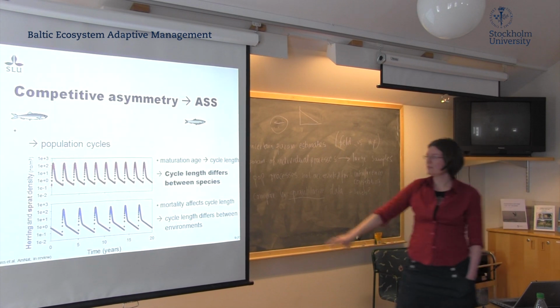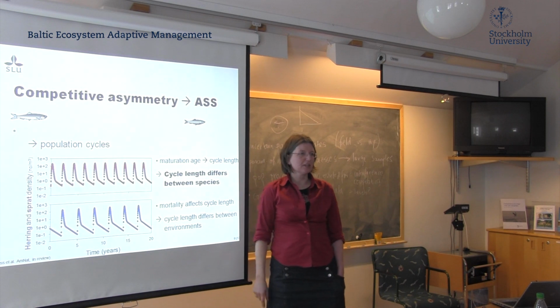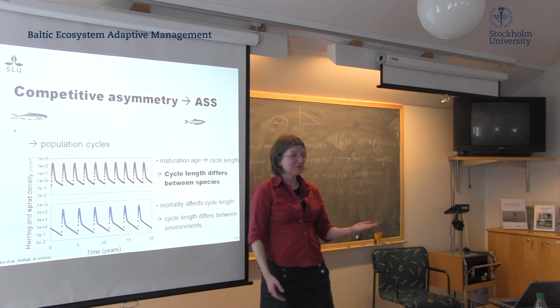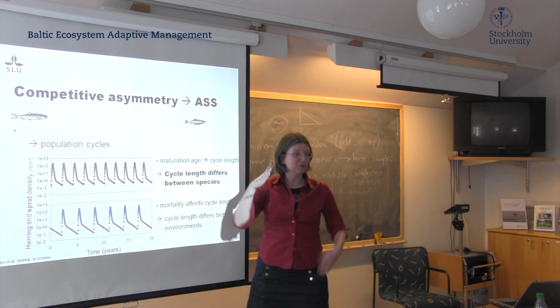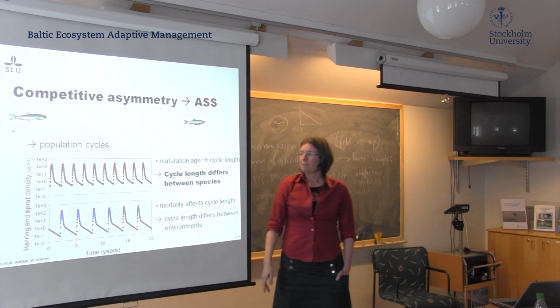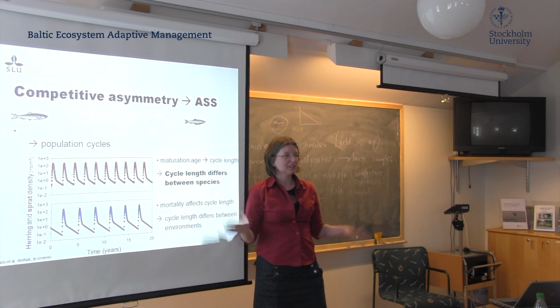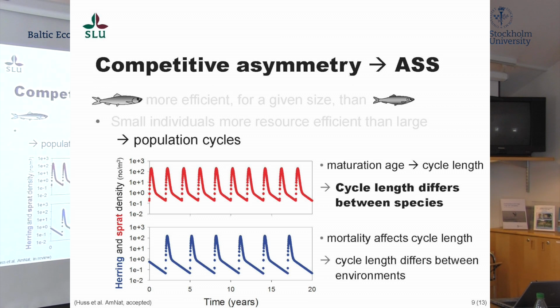And the reason the cycle lengths differ is because it's determined by the maturation age, right? Sprat reproduces already at 9 centimeters and herring at 15. Sprat reaches 9 centimeters faster, so they will reproduce more often, so you have more frequent cycles, okay? But since it differs with maturation age, cycle lengths will differ between species. So species in a system will have different periodicity.